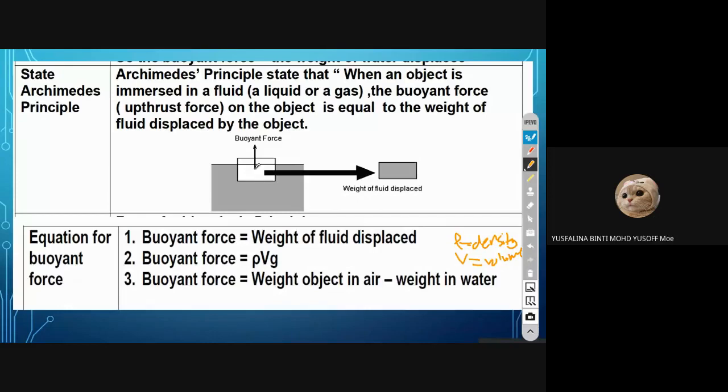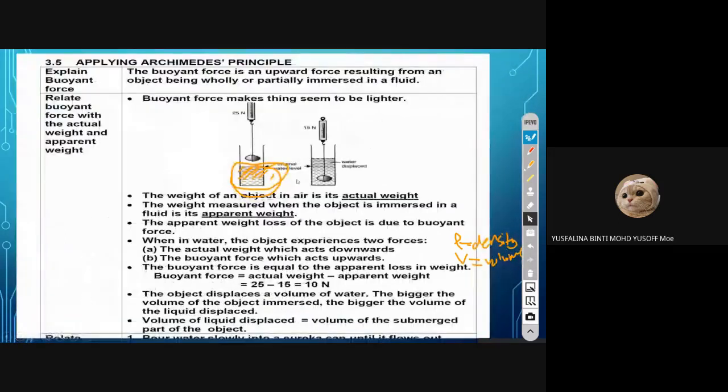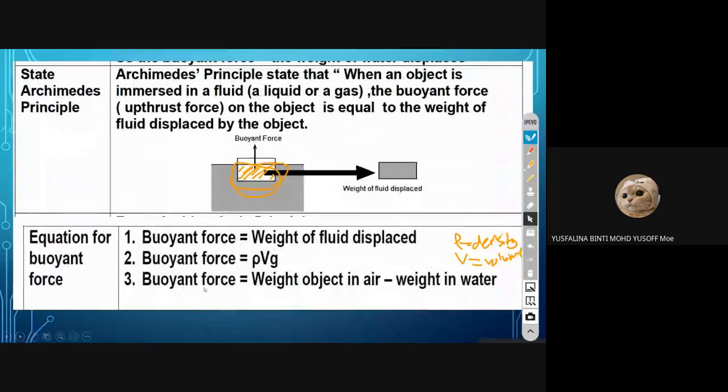So this is the V. It's not the volume of the object, but the volume of the object that is immersed in the fluid. Or you can use this one: buoyant force is weight of object in air minus weight in water. If the question gives you a diagram like this, then you can use this formula, number 3. Just 25 minus 15, right? Or usually they will use the formula rho Vg here.